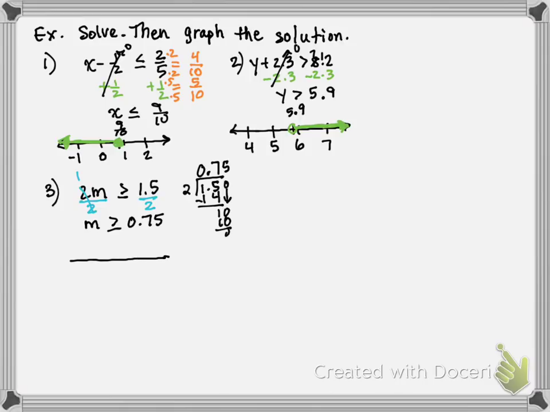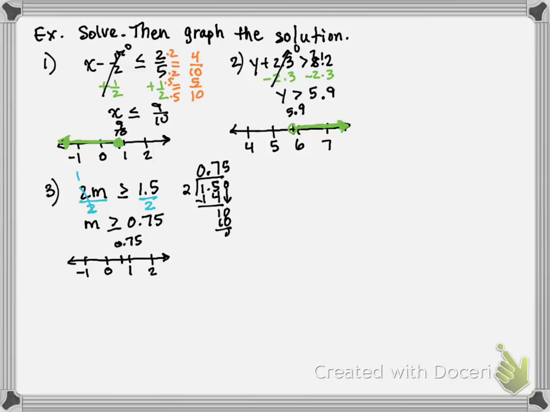So I'm going to graph it. And again, because it's a fraction or a decimal, I'm going to have 4 points. 0.75 falls between 0 and 1. Before 0 is -1. After 1 is 2. So I'm going to kind of estimate where 0.75 is. I'm going to label it.